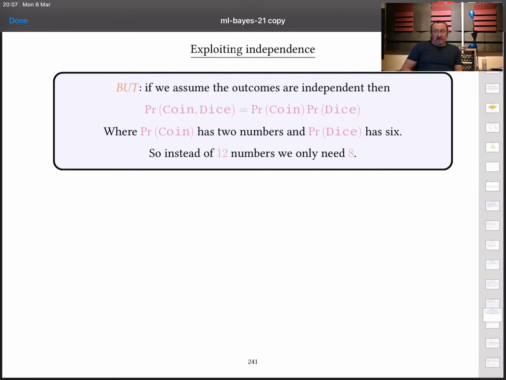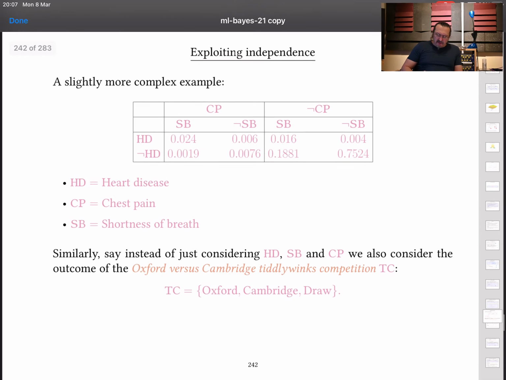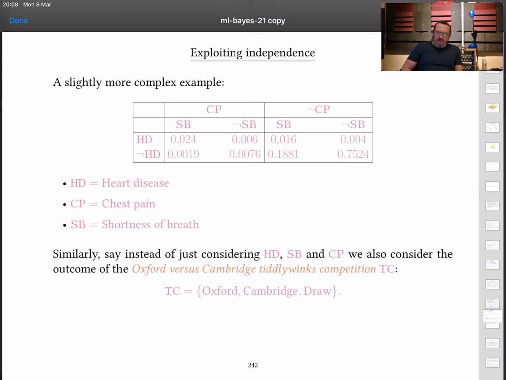Now that's all very nice, but in practice it's not necessarily the case that we can actually assume that random variables are fully independent of one another. We need kind of a halfway house between these, and that's something that comes from the idea of conditional independence. So let's look at something slightly more complicated. Here I've got, again, a very small world involving initially 3 random variables: heart disease, chest pain, and shortness of breath.